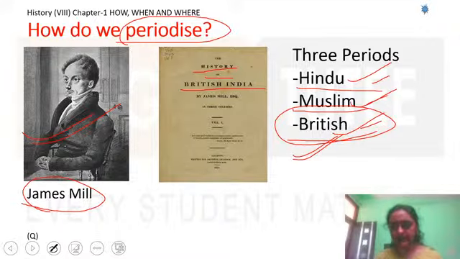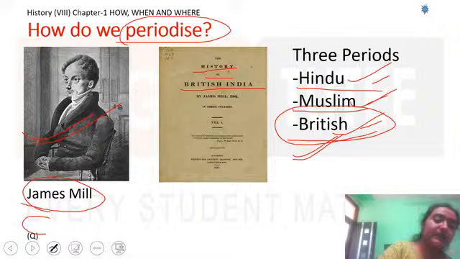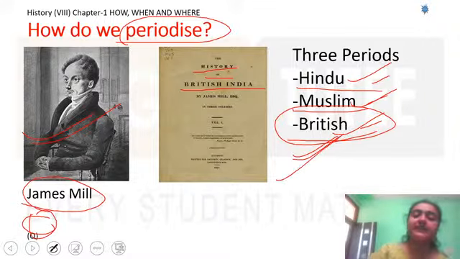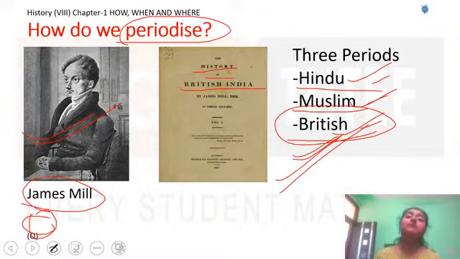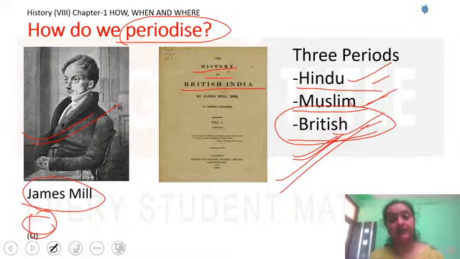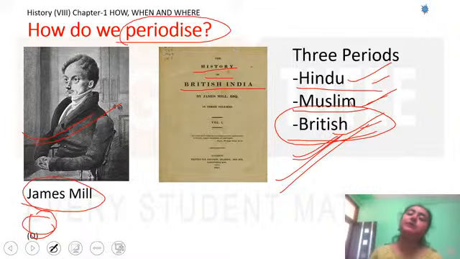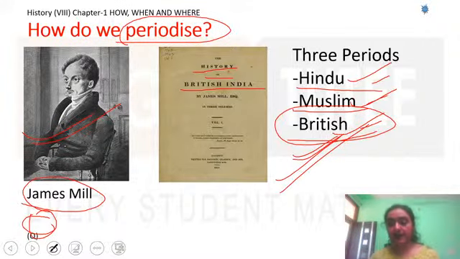But students, can you tell me, was this classification good? Was it a reasonable classification? You have to pay attention here, because it was your textbook question also. What was the problem with the periodization given by James Mill? The main problem with this periodization was that the history was divided on the basis of religion. Means ancient period belonged to Hindu period, medieval period belonged to Muslim period, and this modern period belonged to British period. Okay, so this was the classification done by him.